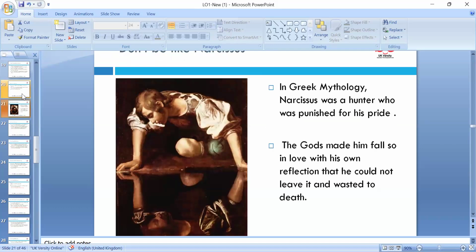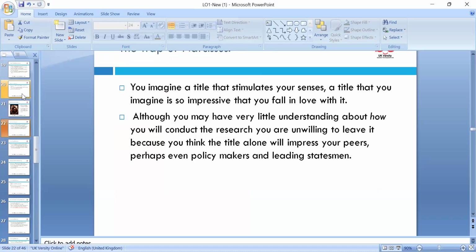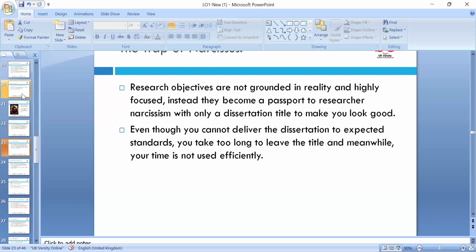There are a couple of historical words and terminology being used, but we really want to look at the objective in terms of your operational management. Imagine a title that stimulates your senses, a title you imagine is impressive, and you fall in love with it. But we need to make sure about time, cost, data availability, and what you really want to achieve at the end. That is the objective of the research.